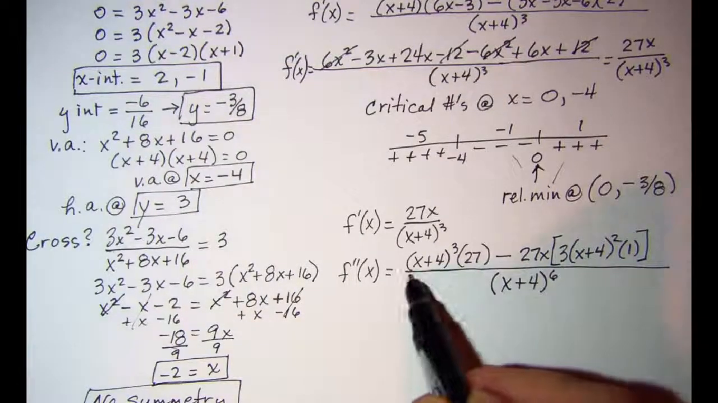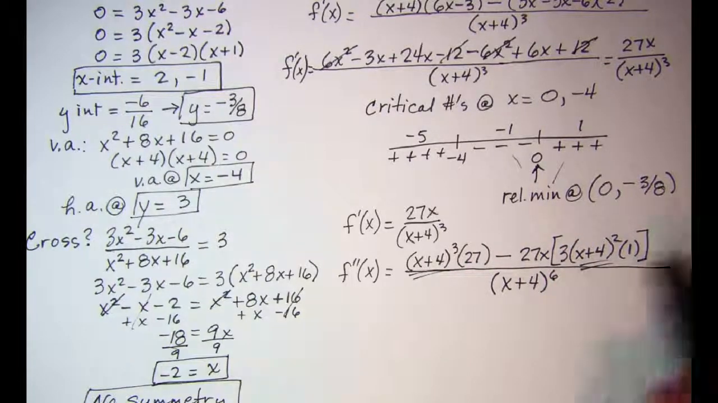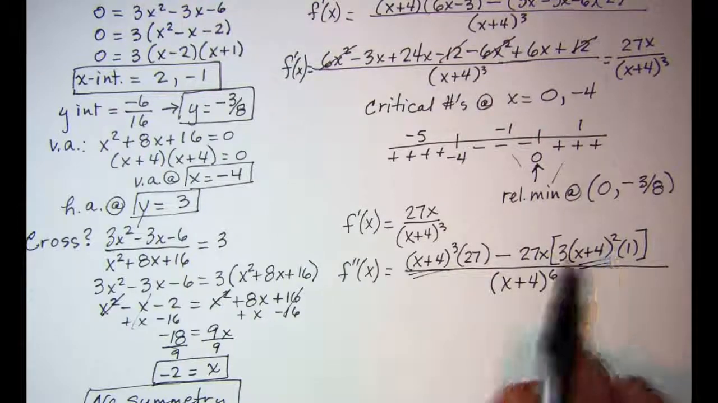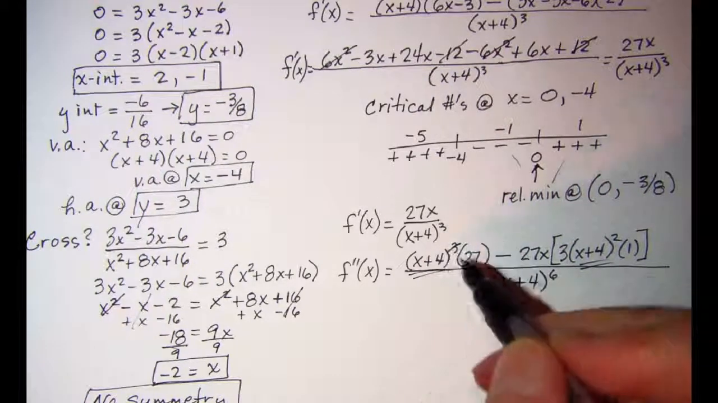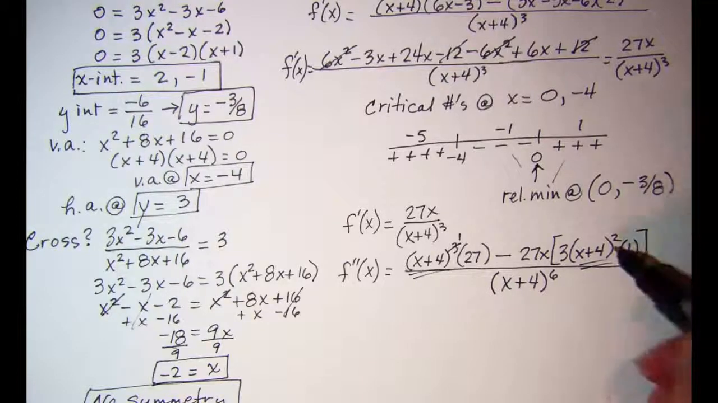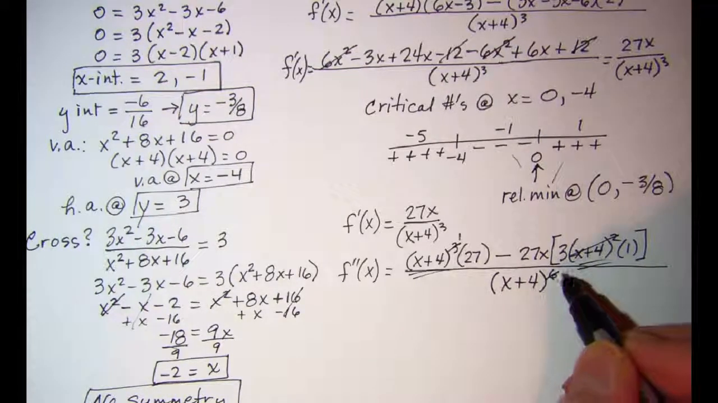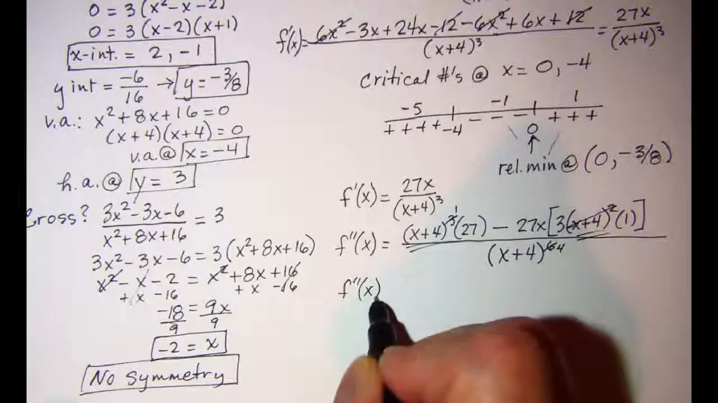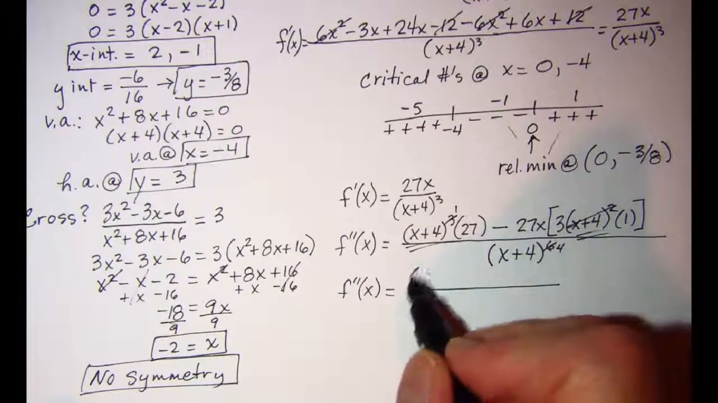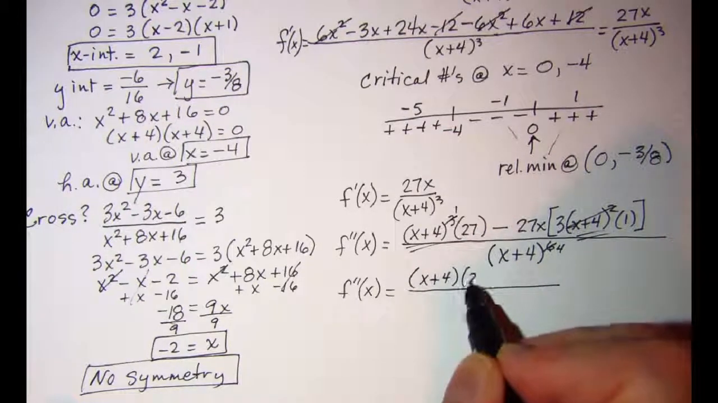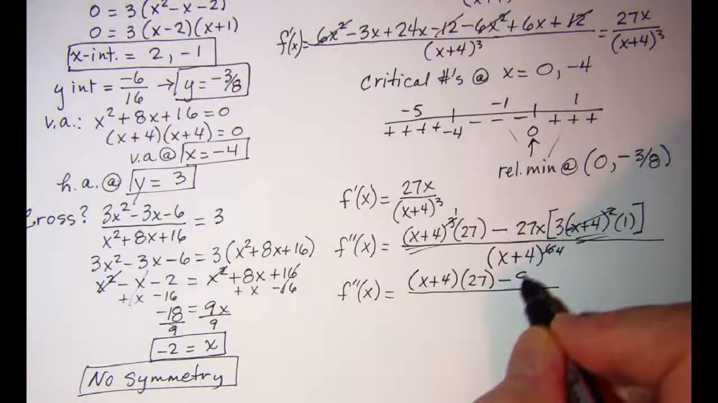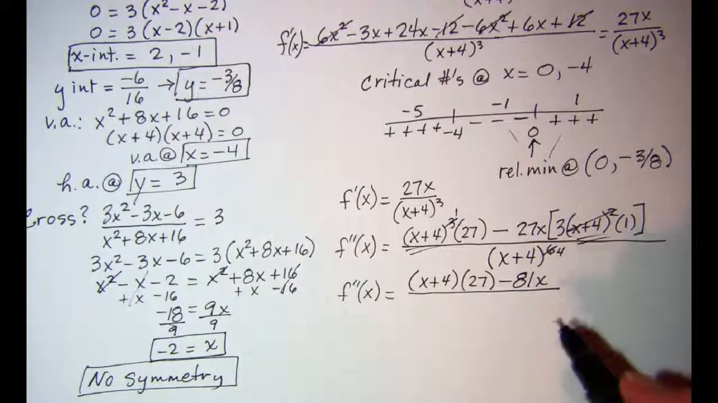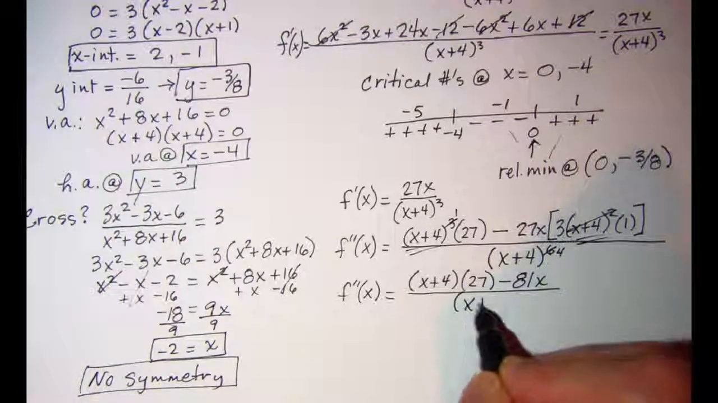Alright, it looks like I have two factors of x plus 4 that I can take out of this term and take 2 out of here. So I'll reduce this. I'll take 2 factors out, and that'll leave me 1 there. And I'll take both of those out, and that leaves me with 4 here. So my second derivative now is x plus 4 times 27 minus 81x, and then x plus 4 to the 4th power.